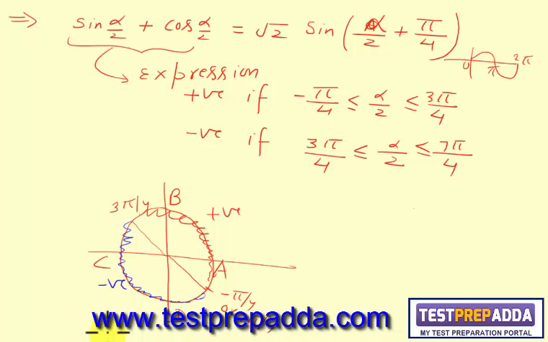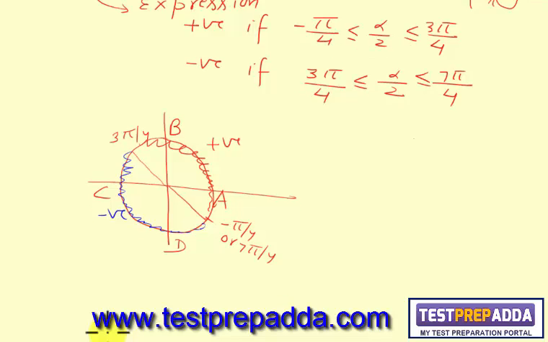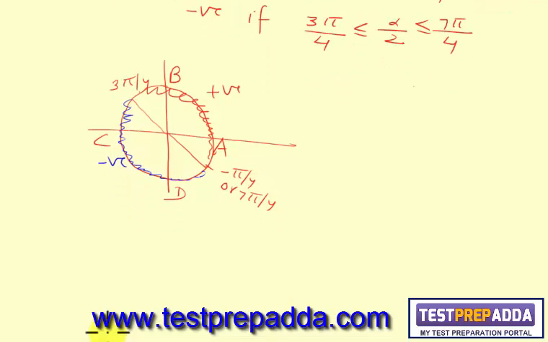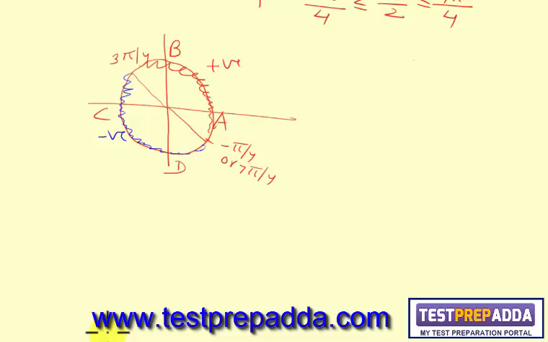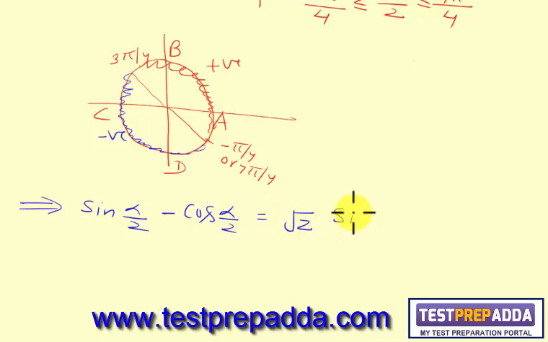Similarly, I will talk about sine alpha by 2 minus cos alpha by 2. In a similar manner, this can be written as root 2 sine of (alpha by 2 minus pi by 4).